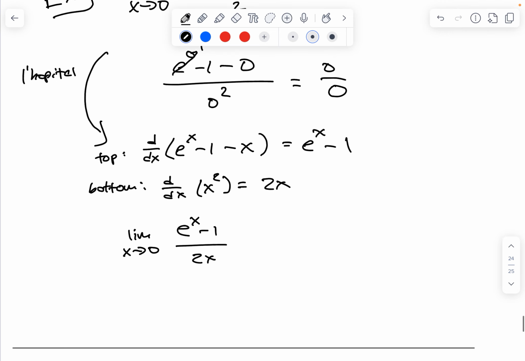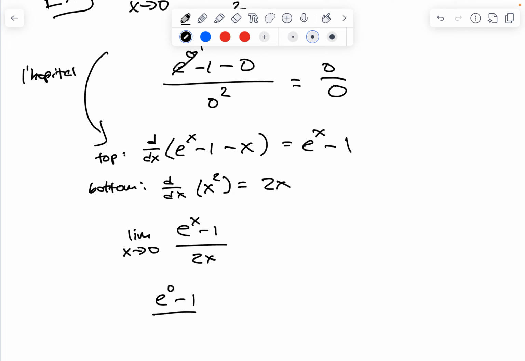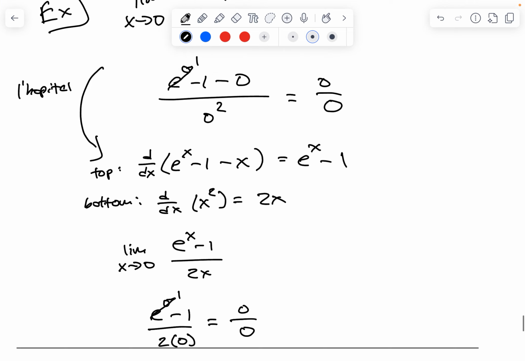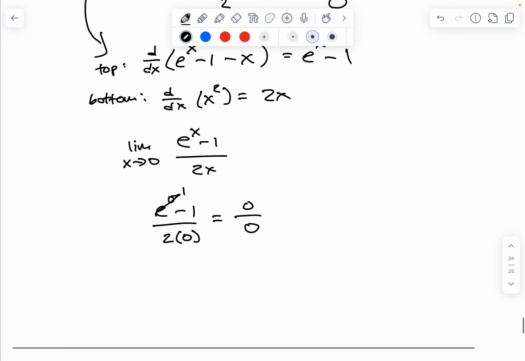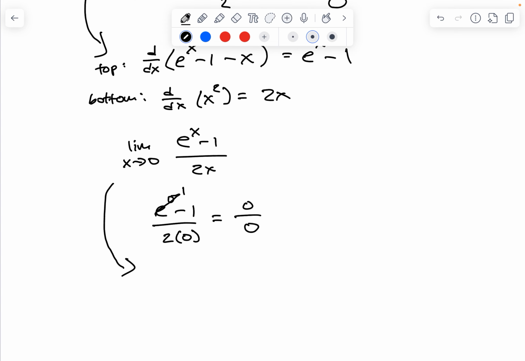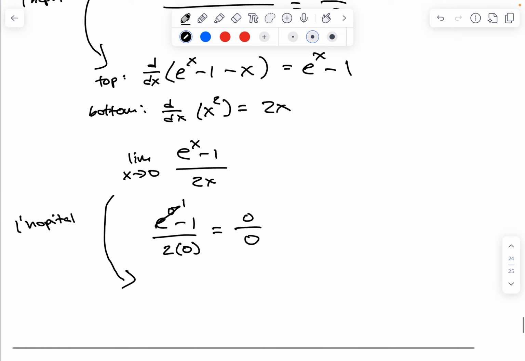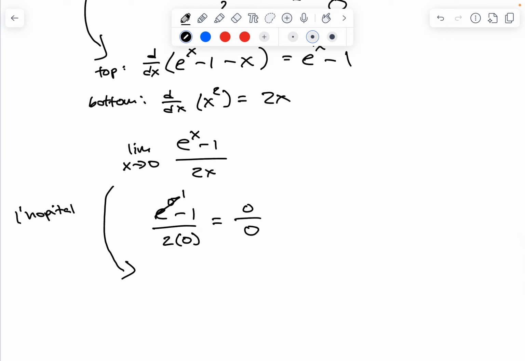So now let's try this. So we have e to the 0 minus 1 over 2 times 0. E to the 0 is 1, so we get 0 over 0. That is also indeterminate form, which means we just use L'Hopital again. And sometimes you have to use L'Hopital multiple times. The beauty of L'Hopital is that by taking derivatives over and over again, you will eventually get rid of your potential to get an indeterminate form. You will get rid of these variables.